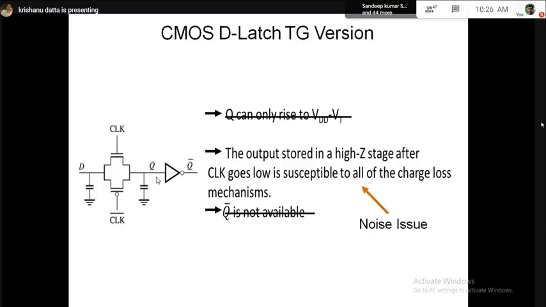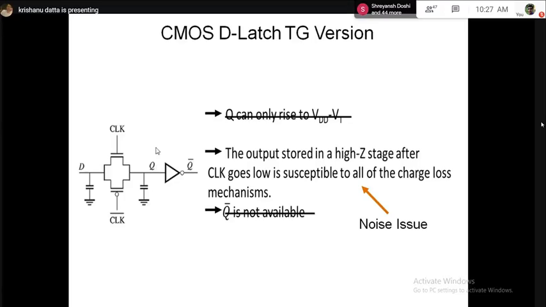When both are off, we are trying to hold that data in Q. Now what will happen? Q can easily lose the charge. There is no way Q is connected to VDD or ground, so Q is completely floating. And when Q is completely floating, it is in a high impedance state. I told you before, right? Floating state and high impedance state are synonymous. So when Q is in a high impedance state, the charge or the voltage that it is holding can easily get discharged. So it's a noise problem.